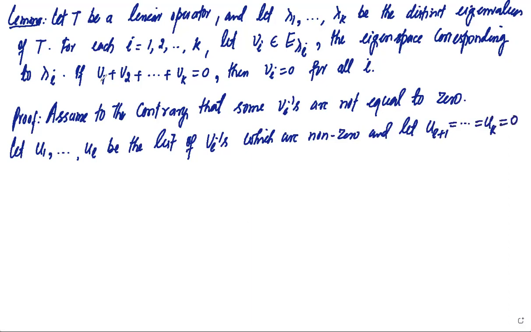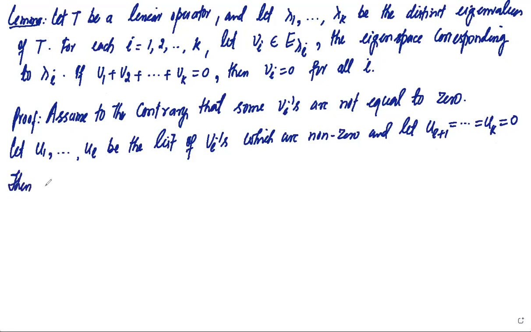So we are rearranging this list of vectors v1, v2, up to vk in a different order. First we write those vi's which are non-zero, and then those which are equal to 0. Suppose there are l non-zero vectors in this list of k vectors, and the remaining k minus l vectors are equal to 0. So the first list of non-zero vectors is u1, u2, up to ul, and the remaining ones are ul plus 1 up to uk, all equal to 0. It is the same list of v1, v2, up to vk, but possibly in a different order.